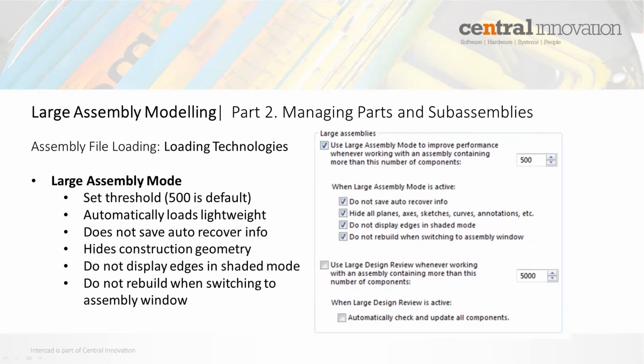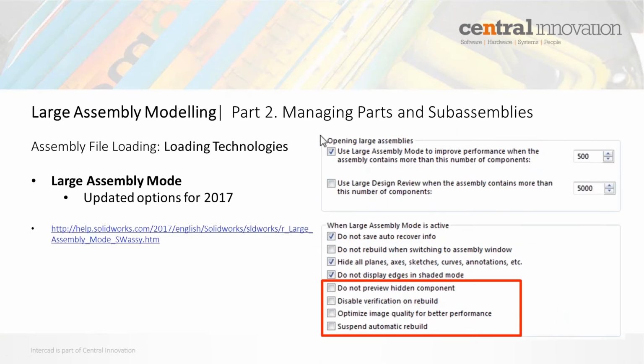If I switch to the next slide, there's a help link there. If you have a look at the presentation through my indicator a bit later on, you can probably check that out, and it'll tell you exactly what's happening in large assembly mode. I'm probably not going to get time to go through the whole list right at the moment.